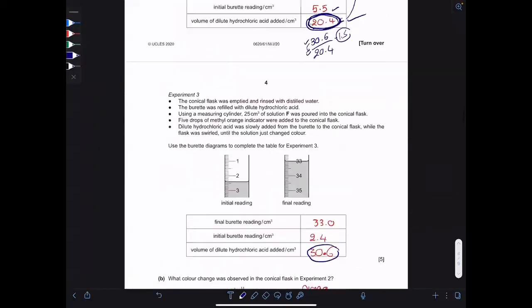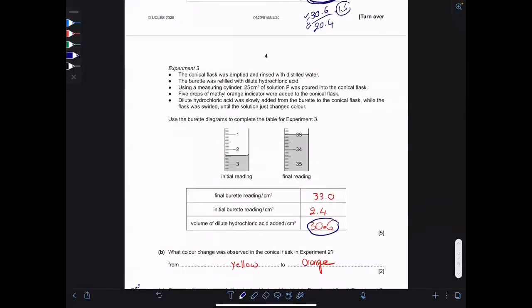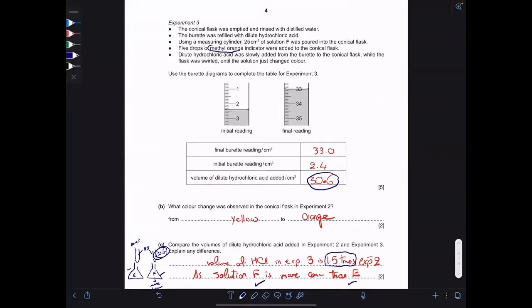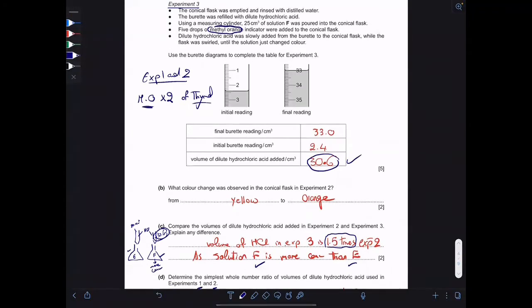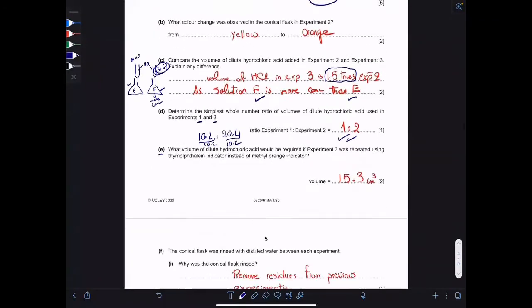Now he's asking back. He already did this with methyl orange, experiment 3 with methyl orange. And he's asking, what if I repeated it with thymolphthalein? Well, from experiment 1 and 2, we knew that methyl orange requires twice the amount of thymolphthalein. Right? So if he needed 30.6 centimeter cube with methyl orange, how much will he require with thymolphthalein? Half the volume, 30.6 over 2, which is 15.3 centimeter cube. Take care, the units are important.